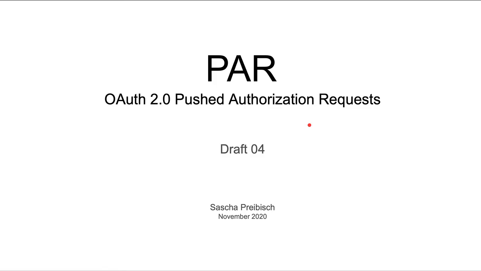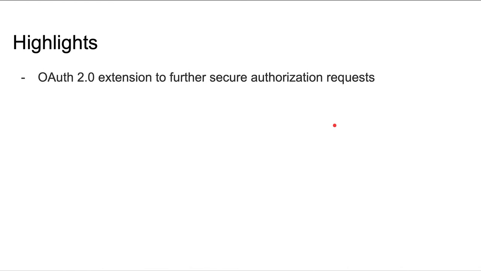Today I would like to do a short video and introduce an upcoming specification called OAuth 2 Pushed Authorization Requests. This is currently in draft 4, so it will take a while until this becomes an RFC standard, but because it's quite stable, I thought I'll give an introduction to it and provide the idea behind the main focus of it. So the highlights: it's an OAuth 2 extension to further secure authorization requests.